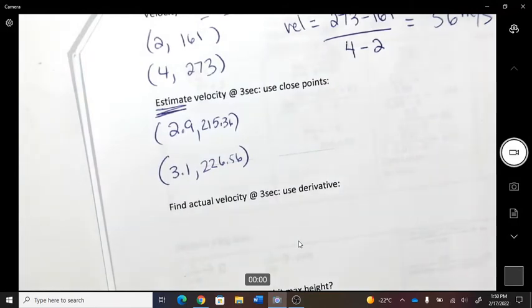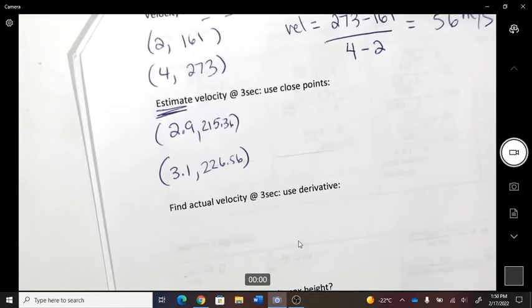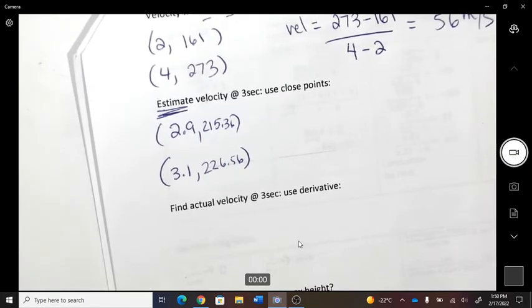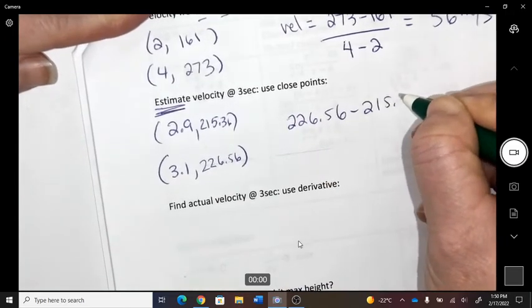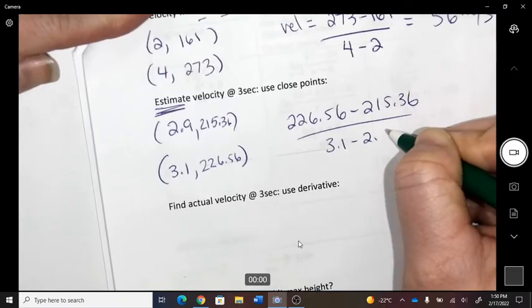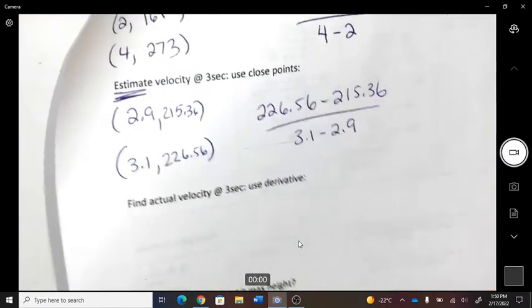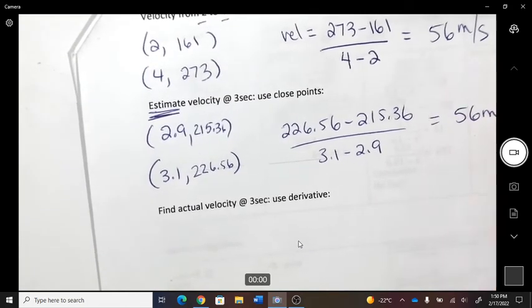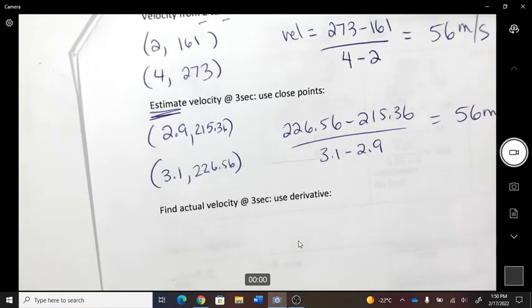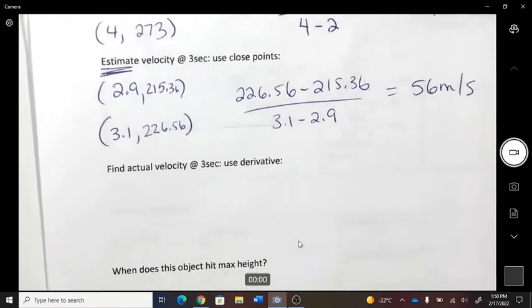Okay, so that's just plugging it in to your equation. Are we hopefully good with those numbers? And then I'm going to do the same slope formula. y2 minus y1. And I got the same number actually. Maybe they'll all be the same number.